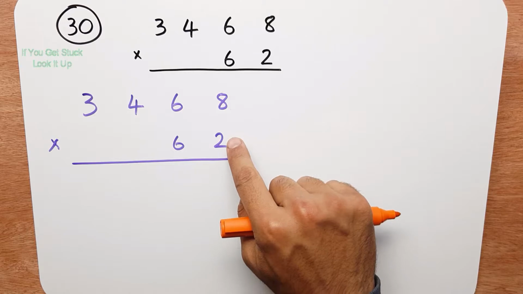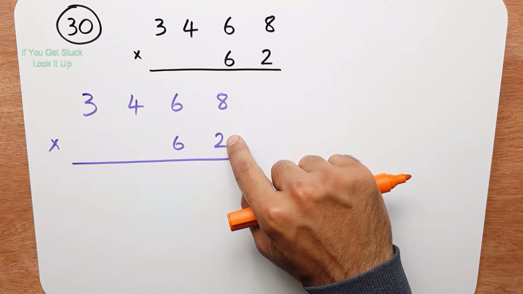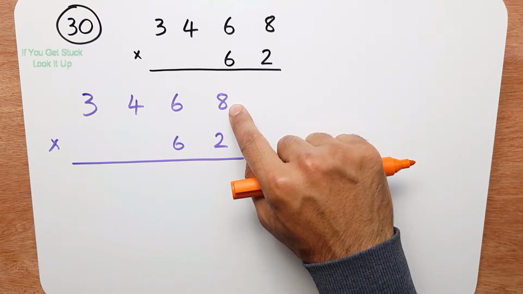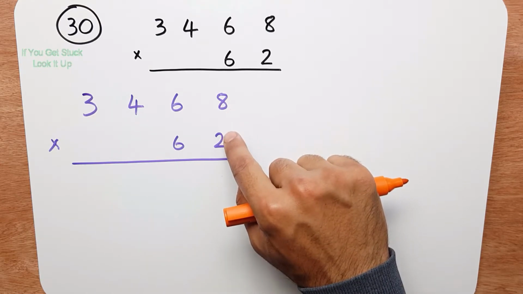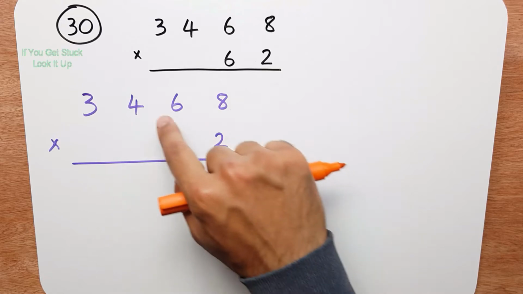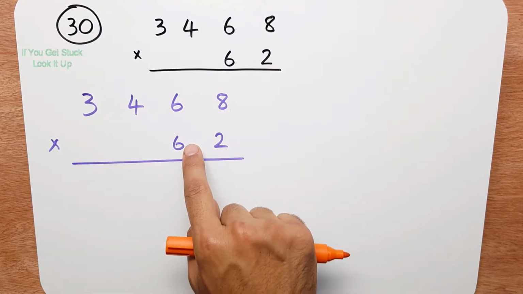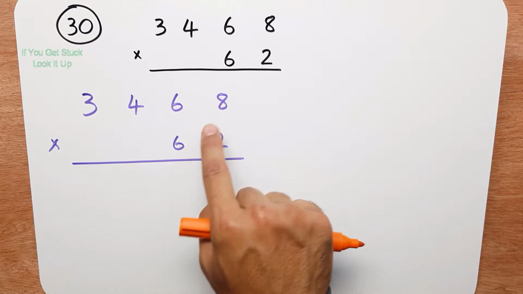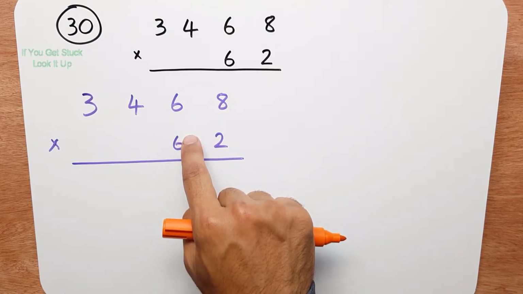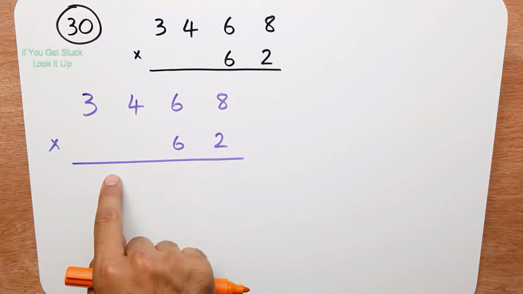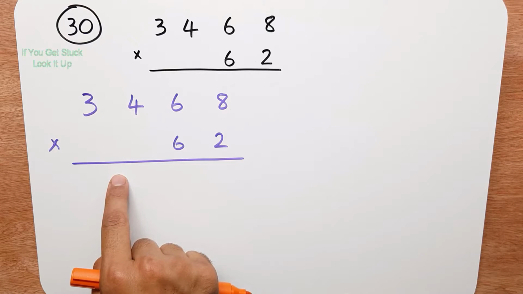Now with this question, we're simply going to take every digit in the bottom number and multiply it by every digit in the top number. So it'll be 2 times 8, 2 times 6, 2 times 4, and 2 times 3. Then we do the same thing with the 6. 6 times 8, 6 times 6, 6 times 4, and 6 times 3. It's a bit long, but it's really simple.